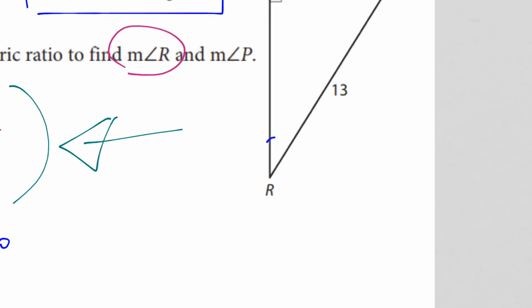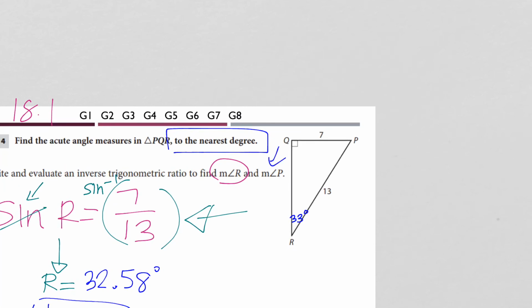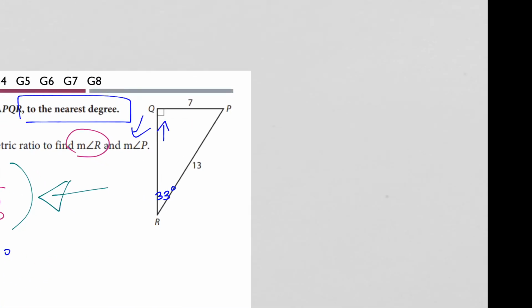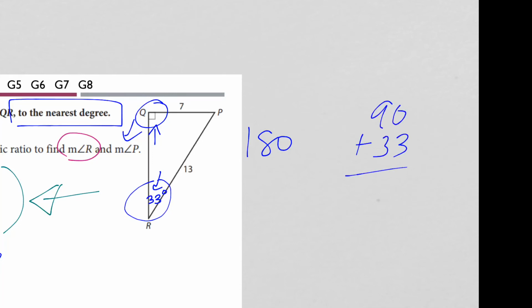Now, if angle R is 33 degrees, I need to find the measure of angle P. I can find angle P since this is 90 and this is 33. How do I do that? I subtract them from 180. So 90 plus 33 is 123. So this will give me 57 degrees.